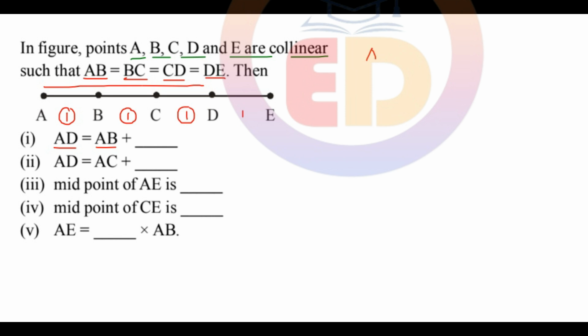So AD is equal to 3 units. And they are asking AD is AB plus what?